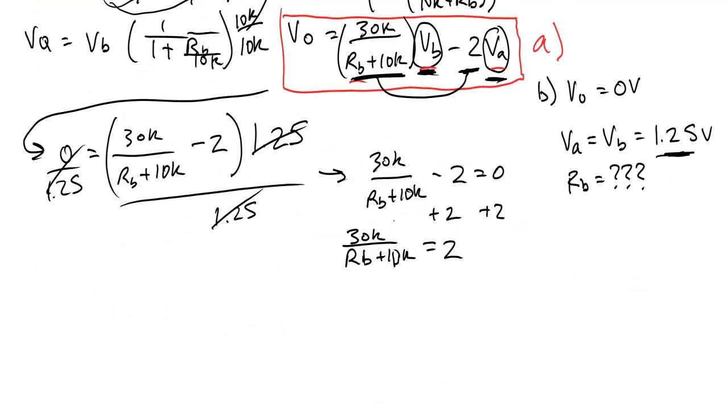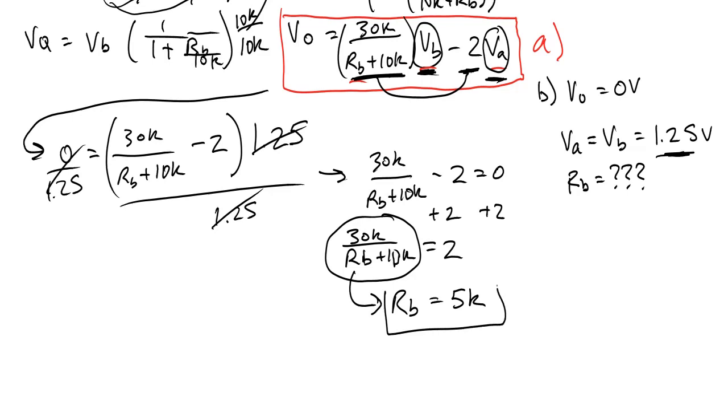So now we're looking at this, right? What value of RB can we end up with 2? If we have 30 in the numerator, then we want 15 in the denominator in order for us to end up with 2. So if we want 15 on the bottom, then we know that RB needs to equal 5K. So this is the answer to B.